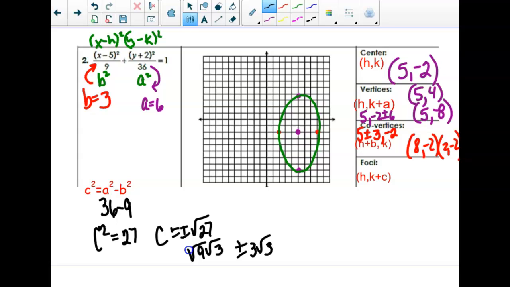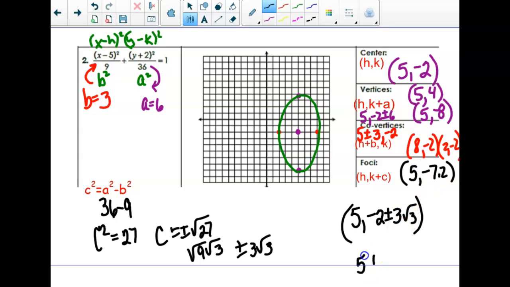square roots of 3. So the fancy name would be 5 comma negative 2 plus or minus 3 square roots of 3. But let's just sketch down some decimals so we know where this is. Let's see, negative 2 minus the square root of 27, or 3 square roots of 3. Negative 7.2, anybody? Anybody else getting that?